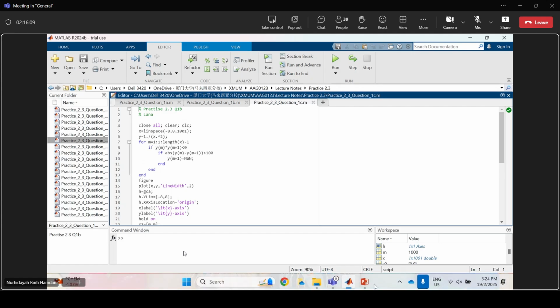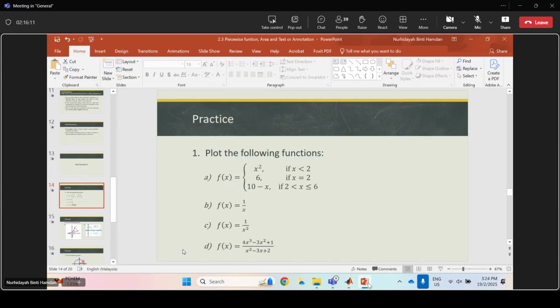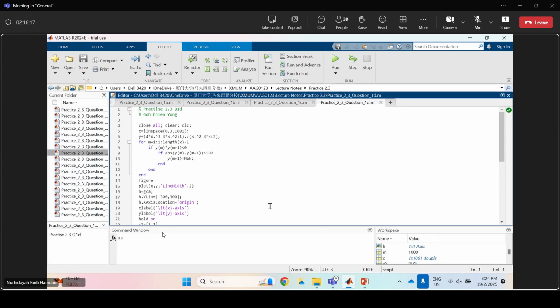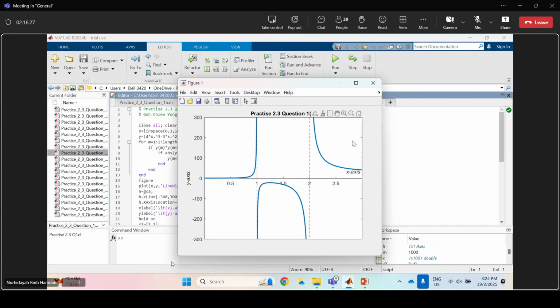Okay, next is question D, also a reciprocal graph. This one they don't give any domain, so I just put the domain from 0 to 3. Then I run all the coding here.